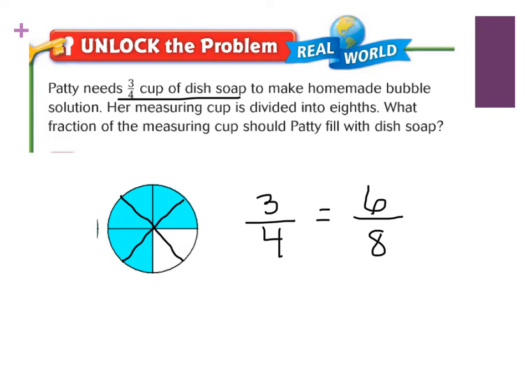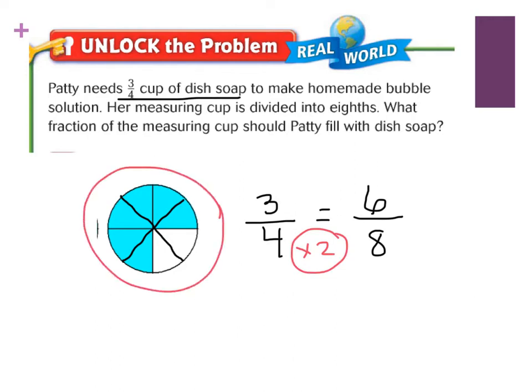I can also show 3/4 is equivalent to 6/8 using multiplication. 4 times 2 is 8. When I cut each slice in half, I in fact multiplied by 2. By doing that, my shaded fraction, or my numerator of 3 slices, was also multiplied by 2 to give me 6/8.